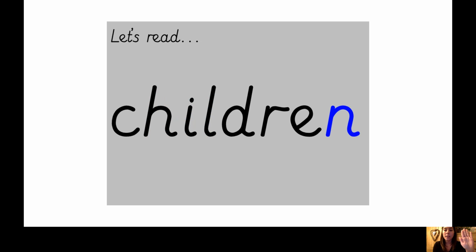E-ul. Kneel. It's like I kneel on the floor. Let's have a look at the next one. This is quite a long word. We're going to break it down into two parts. We're going to read the first 3 graphemes, that's the first 4 letters, and then we will blend it. And then we'll read the last ones.